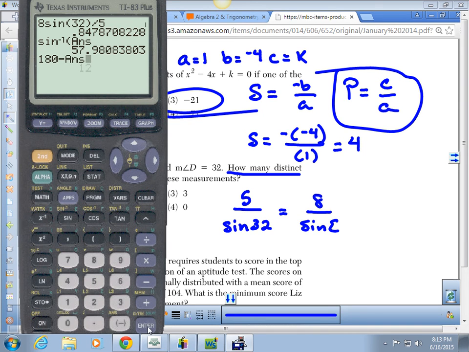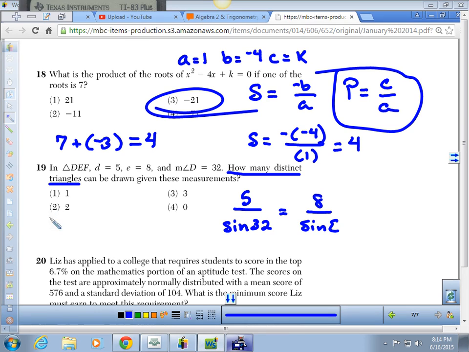All right, now I need to check to see individually if these two will work. What is the one angle we knew? 32. Okay, well, will 32 and 58 leave me room for a third angle? Absolutely they will. Will 32 and 122 leave me room for a third angle? Absolutely will. How many triangles can we get out of this one? Which one gets scrapped automatically? You can never get 3 triangles. That one gets scrapped automatically. We find there are 2 triangles that can work in this case.